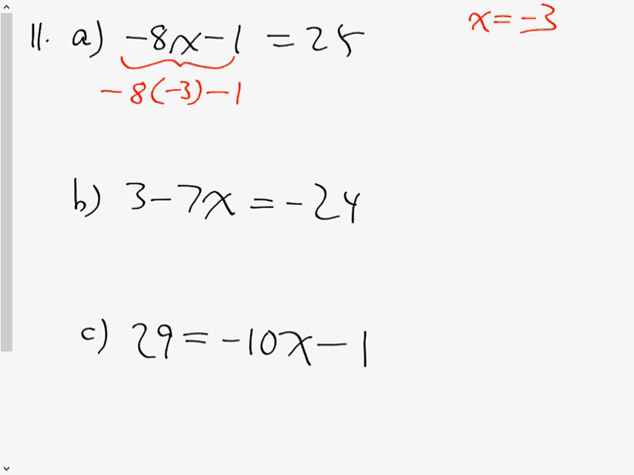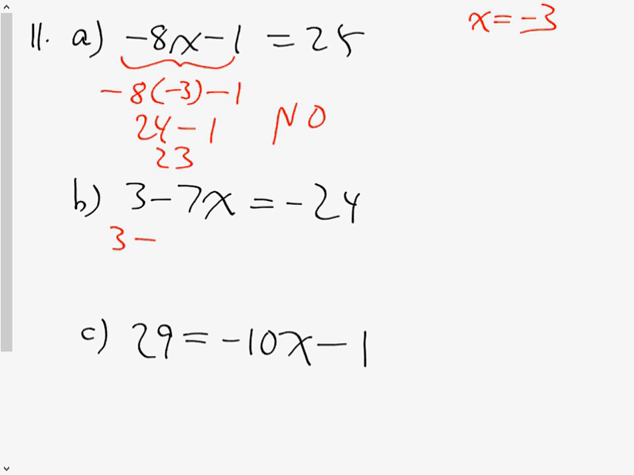But a better way is to simply take your expression and substitute negative 3 into it. Now, if this, when I simplify it with BEDMAS, works out to be positive 25, then my answer is yes, x is negative 3. What's negative 8 times negative 3? Positive 24. And positive 24 take away 1 is 23. So is x negative 3? No, because if it was, it should equal 25, right? So our answer for A is no, it's not equal to 25.